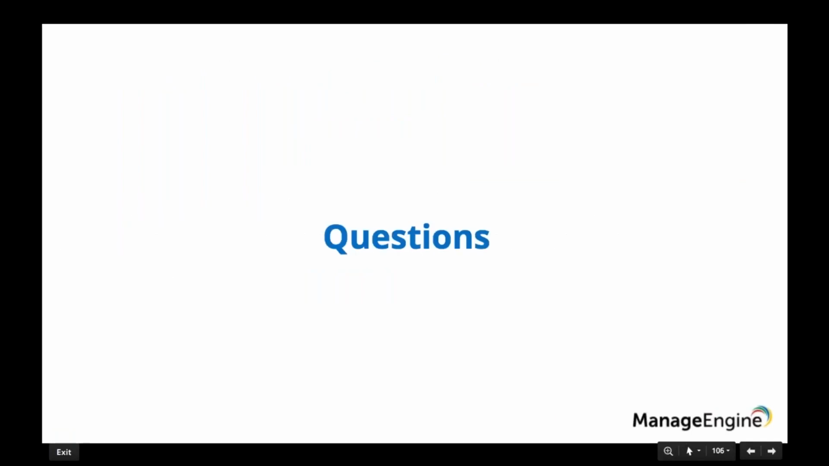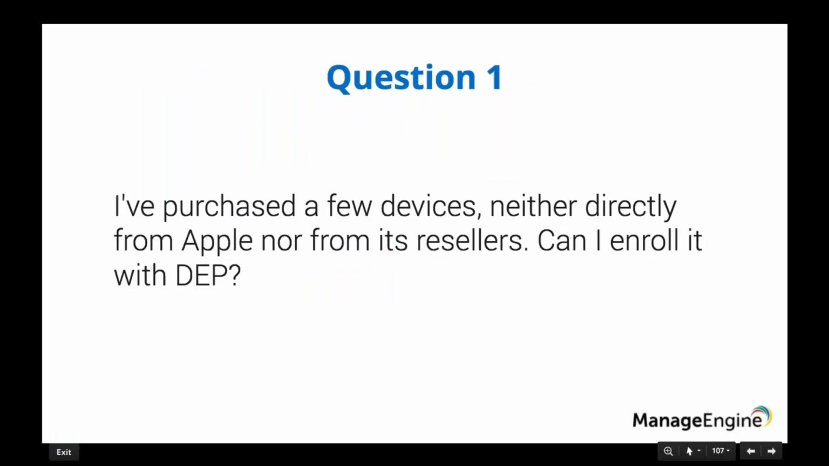Now we'll have a look at the questions that were asked today. The first question is that I have purchased a few devices neither directly from Apple nor from its resellers. Can I still enroll it in DEP? As you just saw in this session, DEP has a whole lot of benefits and advantages which is not available in the other enrollment methods. However, the primary prerequisite for DEP is that the devices must be purchased from Apple or its reseller. So is there an option by which I can still enroll in DEP? Yes, you can. However, the primary prerequisite in this case is that the country in which you live must support Apple DEP, and the devices that are to be enrolled must be iOS 11 or iOS capable.